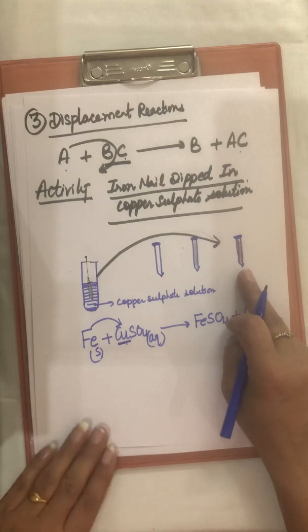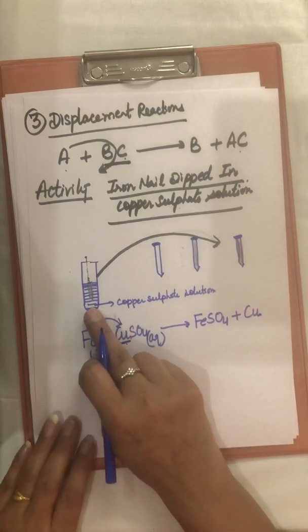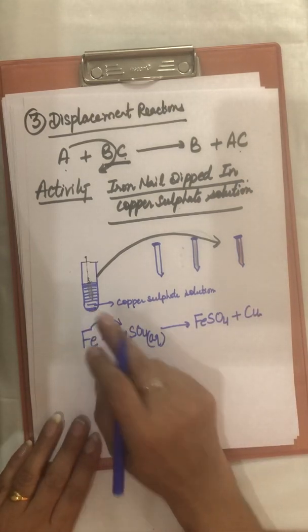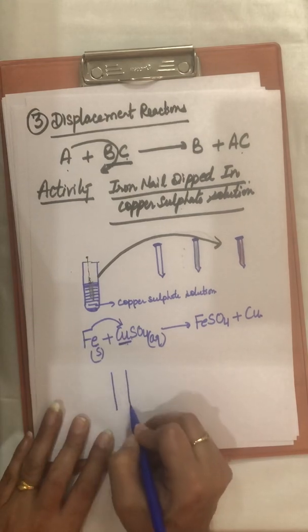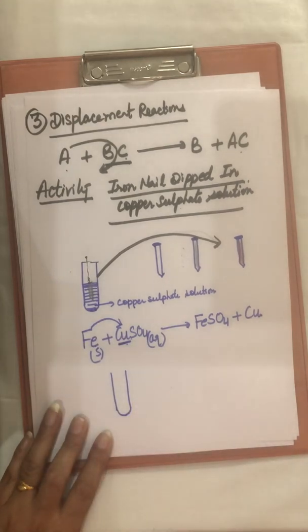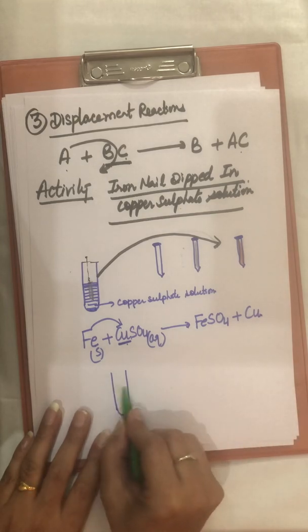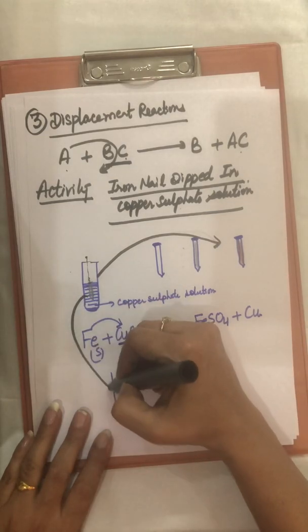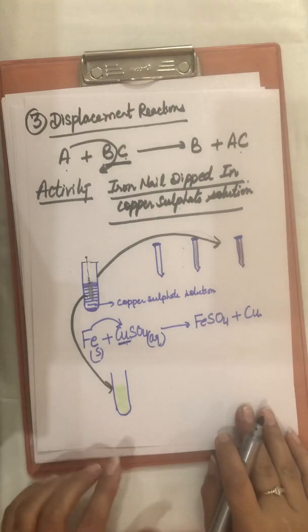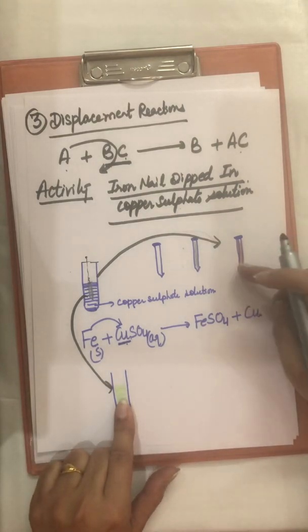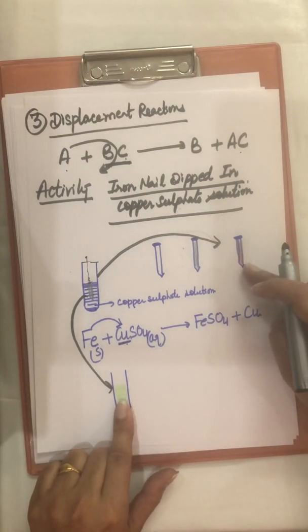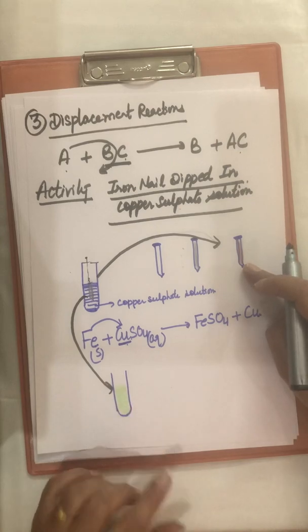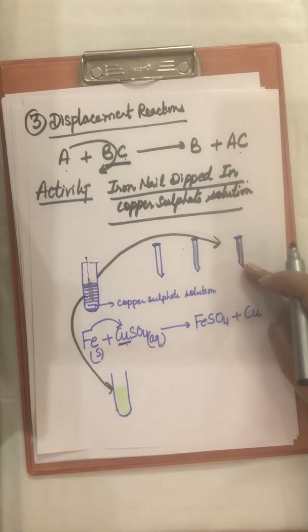There is one more observation. The blue color of copper sulphate also changes, from blue to light green. Now, why does this light green color come, and why does the iron nail get the reddish brown color, or you can say the brown color here?